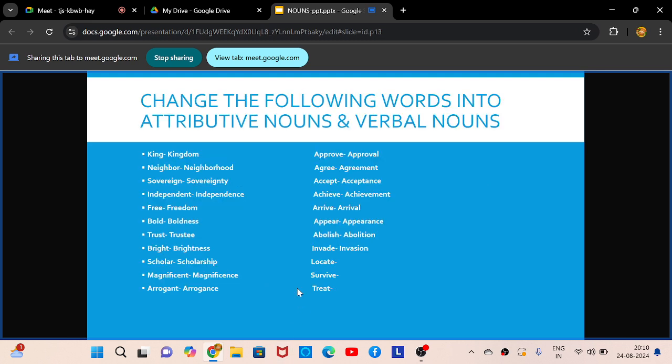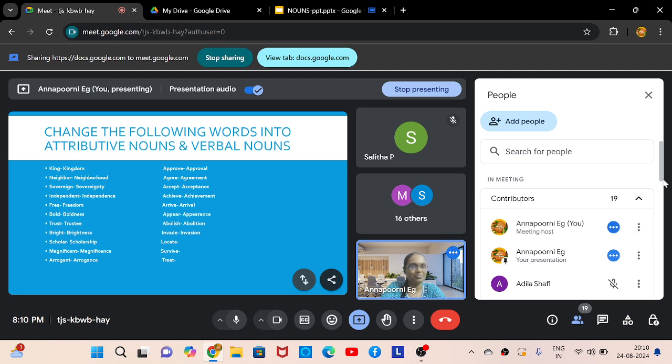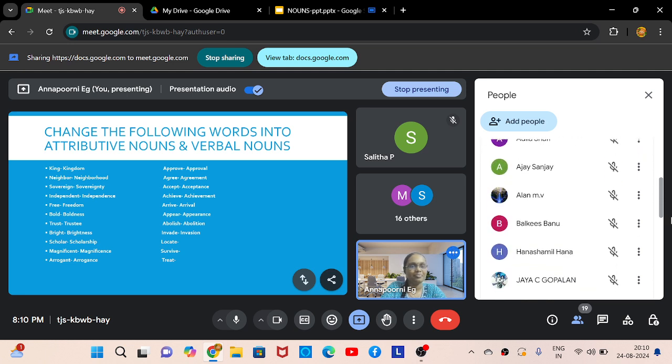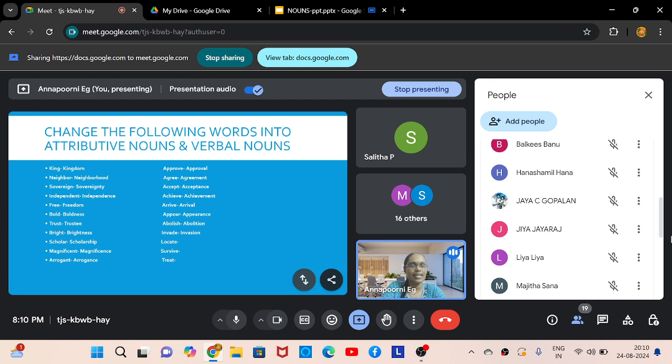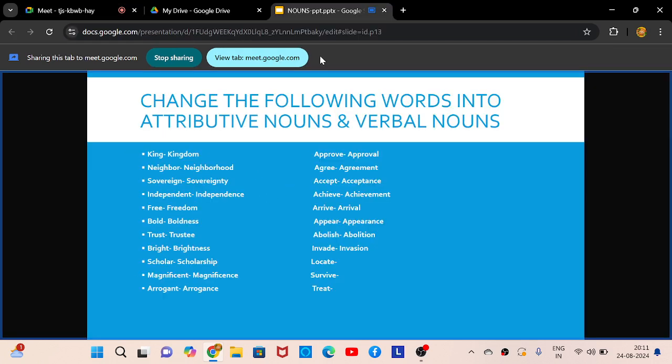So here there is a list of words. Yeah, so can somebody read the list of words on the left side? Who's willing to read? Should I call out the names or will you come? Okay, Jia, Jairam. Okay, Salita, you can read on the left side.